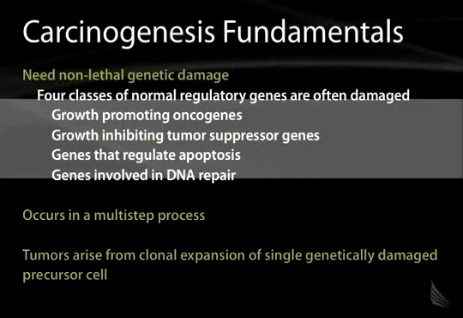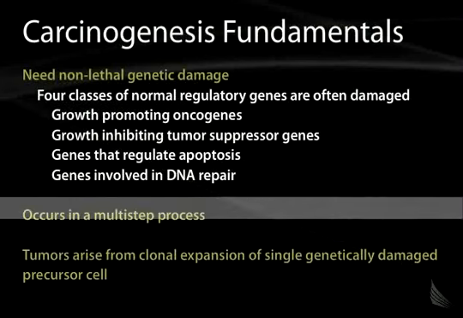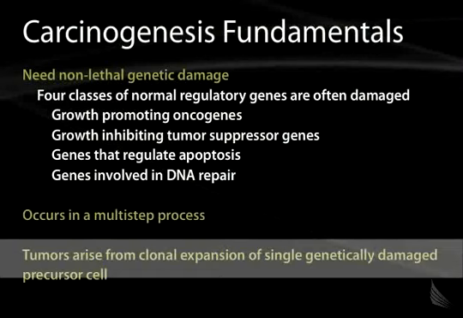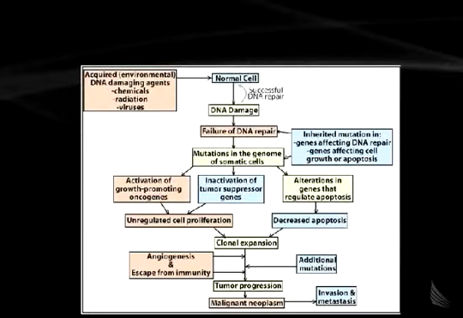Remember that carcinogenesis is often a multi-step process. You need to have several successive genetic hits for a tumor to actually develop. And then remember that tumors tend to arise from clonal expansion of a single genetically damaged precursor cell. This cartoon we will refer to several times in the course of this lecture, as it simply outlines the multi-step process needed for the development of a tumor.